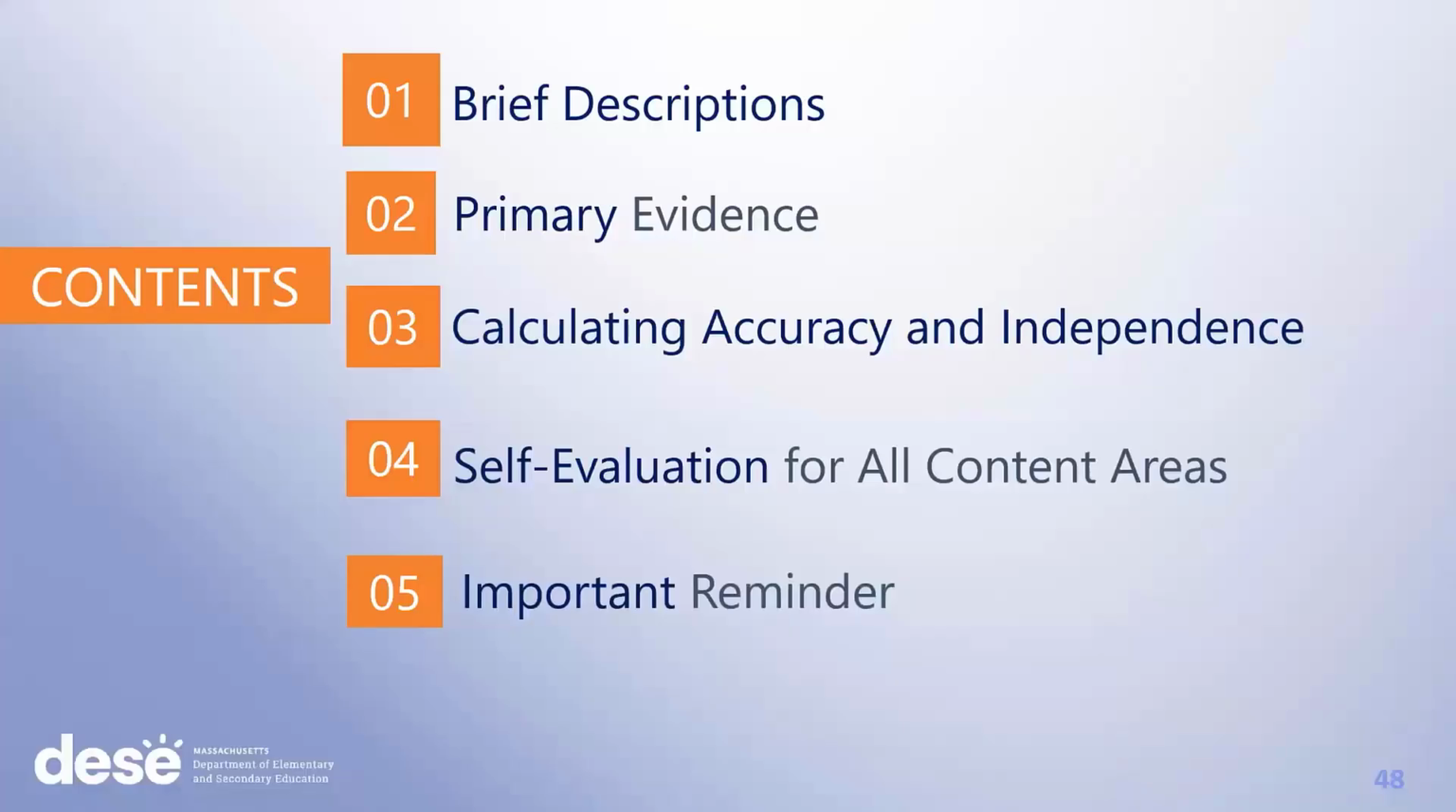And this is what we're talking about. Now we're going to get into the brief descriptions, primary evidence. I'm sure many of you want to know how to calculate the independence. We'll do accuracy and independence, but independence is usually the trickier one. And self-eval, and of course, when these are due.